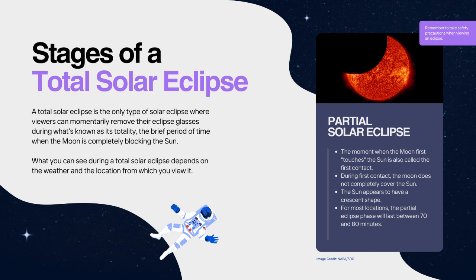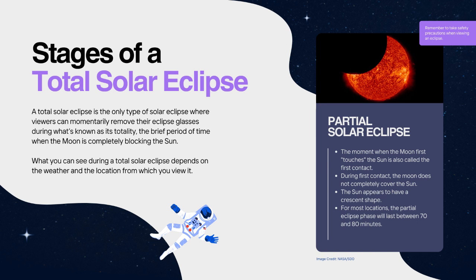Stages of a total solar eclipse. A total solar eclipse is the only type of solar eclipse where viewers can momentarily remove their eclipse glasses during what's known as its totality, the brief period of time when the moon is completely blocking the sun. What you can see during a total solar eclipse depends on the weather and the location from which you view it.